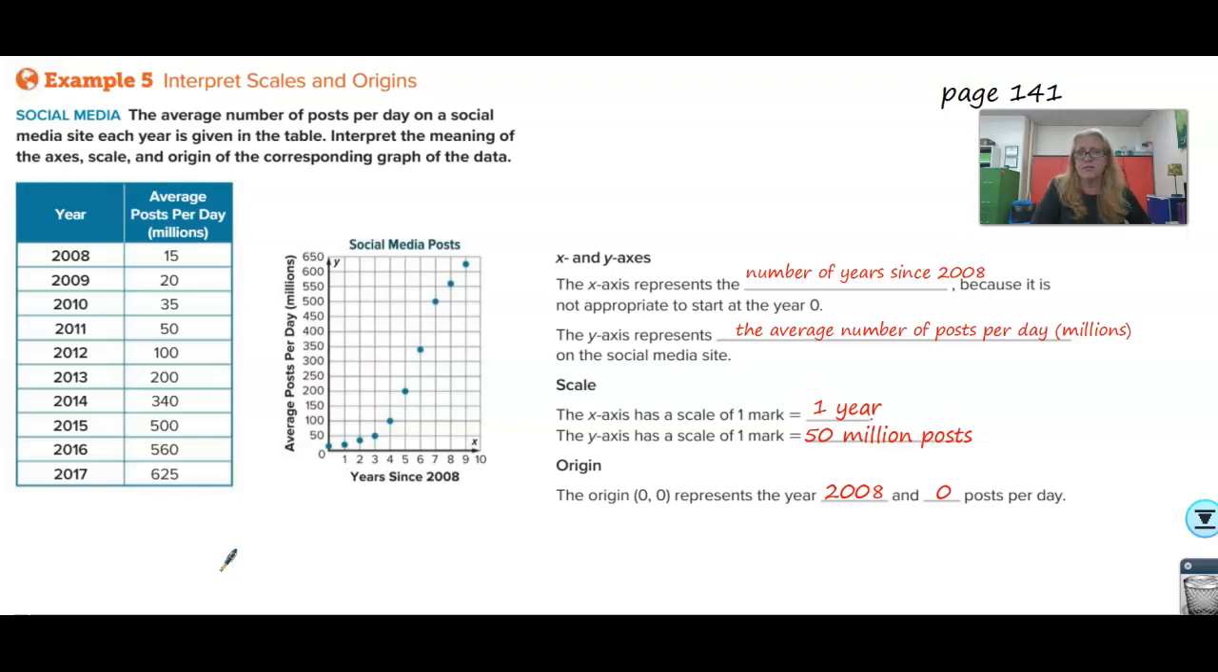Except they had 15 million posts per day. So I copied their answers. That should have been 15. Yeah, it should have been 15. Stupid book. Here we go.